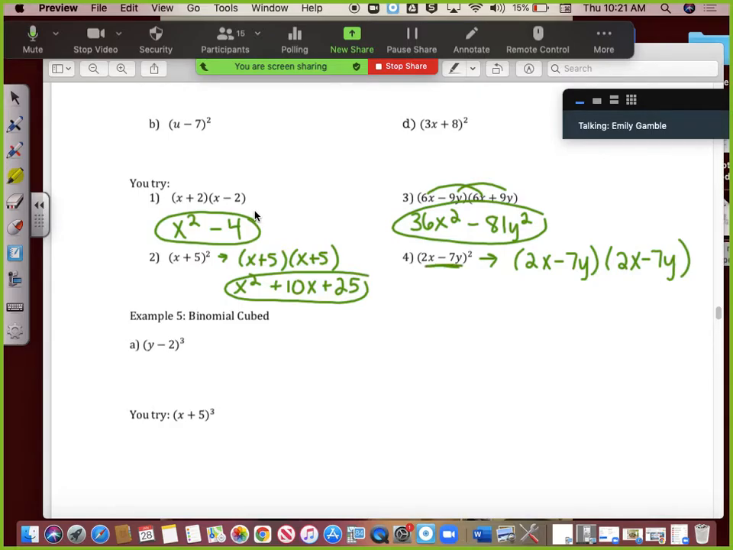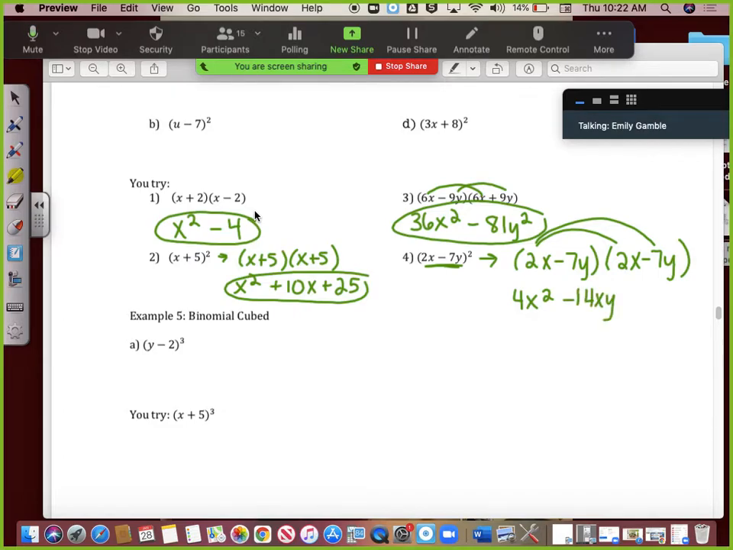So now when I expand it and go to FOIL, I FOIL using multiplication to multiply every term in one by everything in the other. Since this one's a little bit more complicated, I'm going to do the whole thing out. 2x times 2x is 4x squared. 2x times negative 7y is negative 14xy.